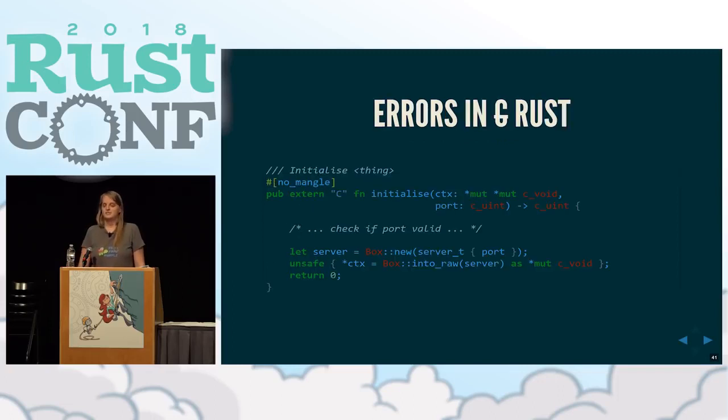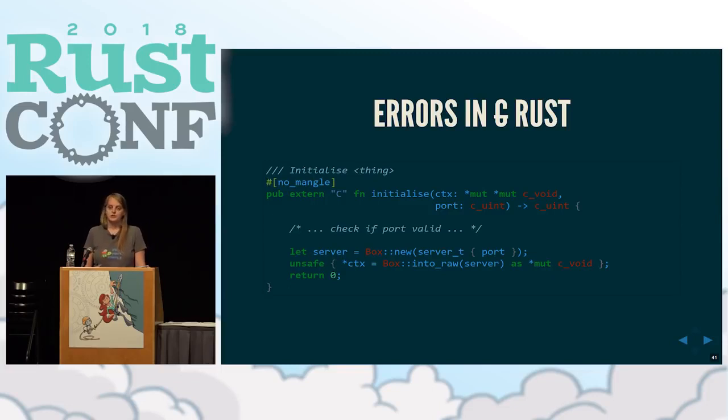So from Rust, this is super unergonomic to use. Basically what you're getting, so let's take the initialize function where we have a pointer to a pointer and a port. We get in a star mut c_void, and a port. You can check if the port is valid and then return an error if, say, the port is -1 or something.